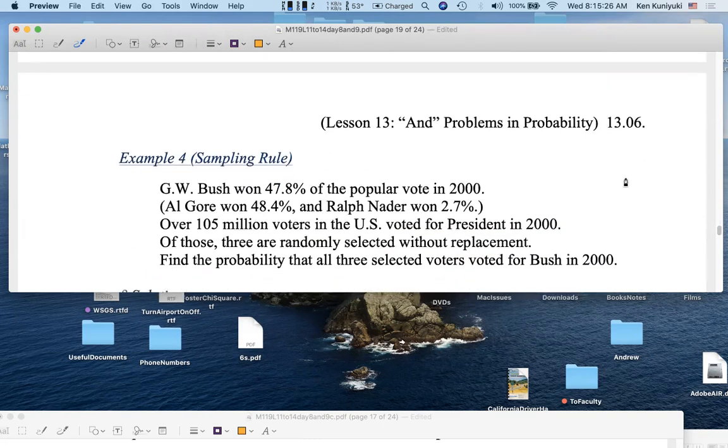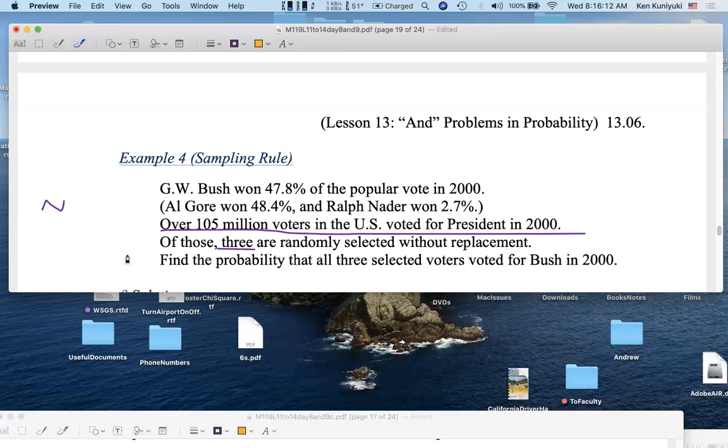Here's an example. Let's say that we look at the popular vote for president in 2000. George W. Bush, the electoral vote winner, won 47.8%, although Al Gore won the popular vote. He won 48.4% of the popular vote. Over 105 million voters voted in that election. That's pretty big for big N. Of those, 3, that's relatively small, way less than 5%, are randomly selected without replacement. I mean, the probability of calling the same person twice anyway is minute. Find the probability that all 3 selected voters voted for Bush in 2000.